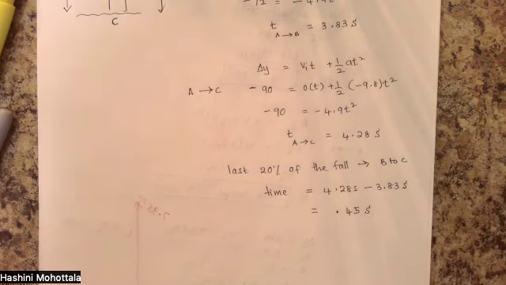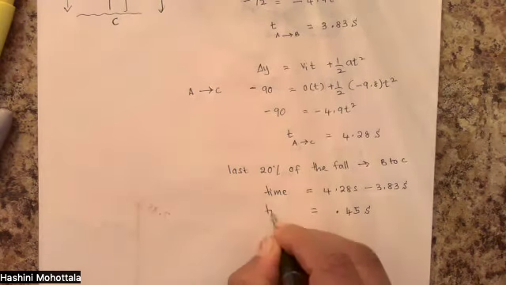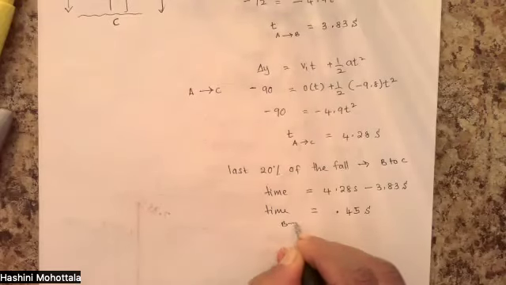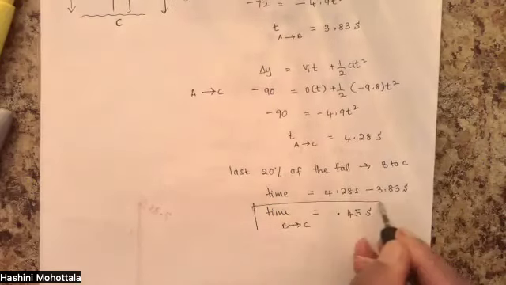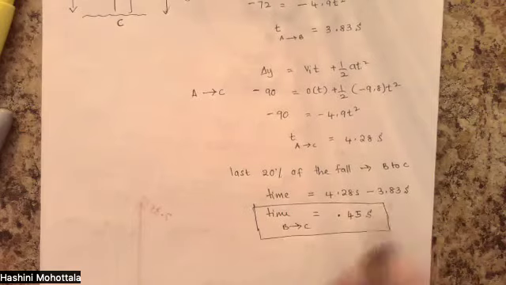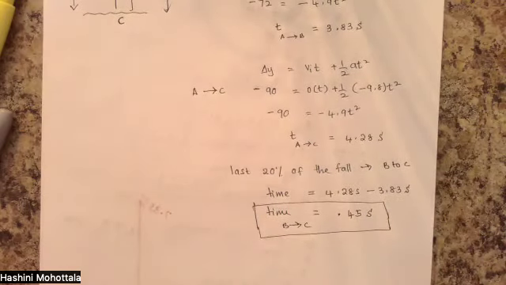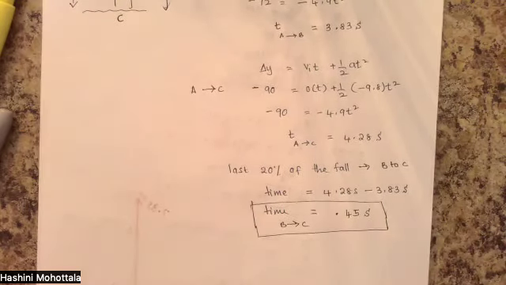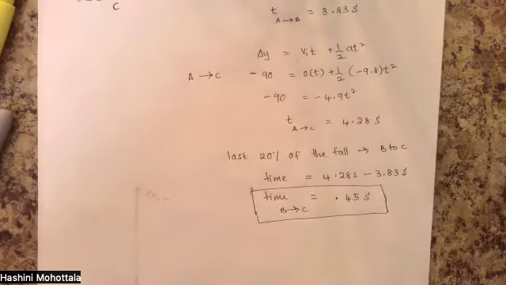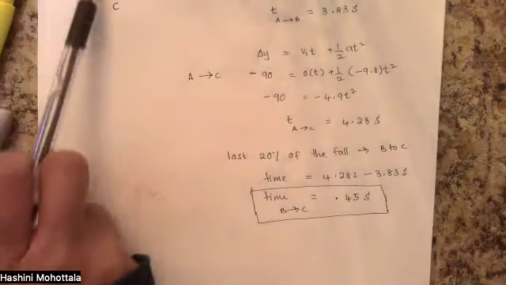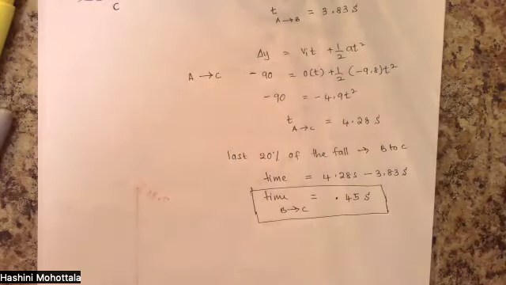0.45 seconds. And the time from B to C is 0.45 seconds. Is that right, guys? Yeah, 0.45 seconds. And then the next part of the question asks us, what is the velocity when you start the last 20%?